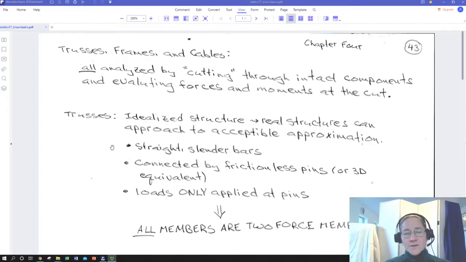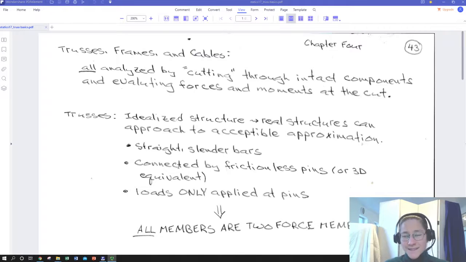What are those characteristics? First, you've got straight, slender bars. Slender means the bar is very long in comparison to its cross section. So you can have something with a 2-foot diameter cross section. It better be maybe several hundred meters long. That would fit. Connected by frictionless pins or a 3D equivalent, which would be a ball and socket. So no moment applied at the connection points.